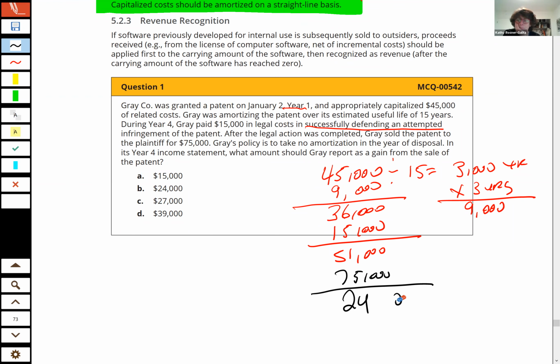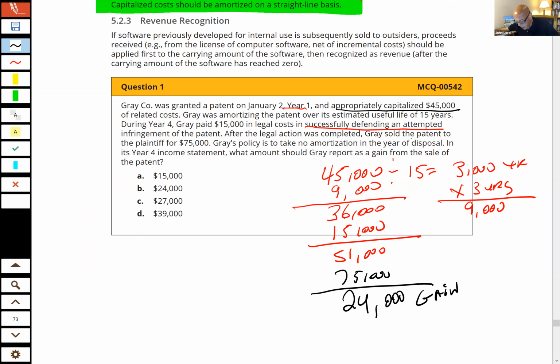Okay, good. I like that question because it tests a lot of the rules. What might have confused you is they said they appropriately capitalized 45,000. Don't argue with the question. I don't know what the nature of these costs were, but it must have been one of the exceptions that we talked about in generating a patent. You can't argue with the question. If they tell you they appropriately capitalized, you accept that and go from there.